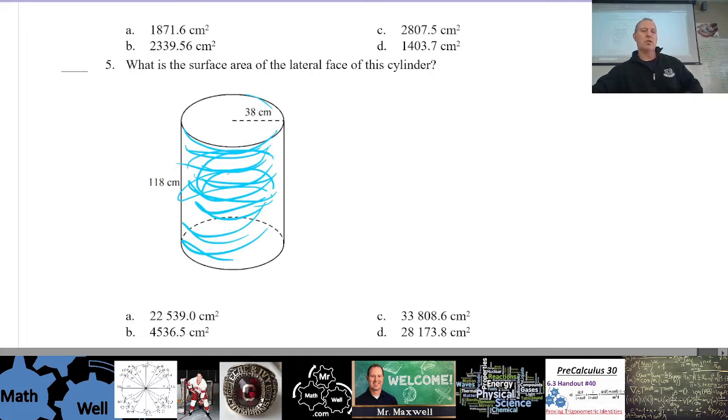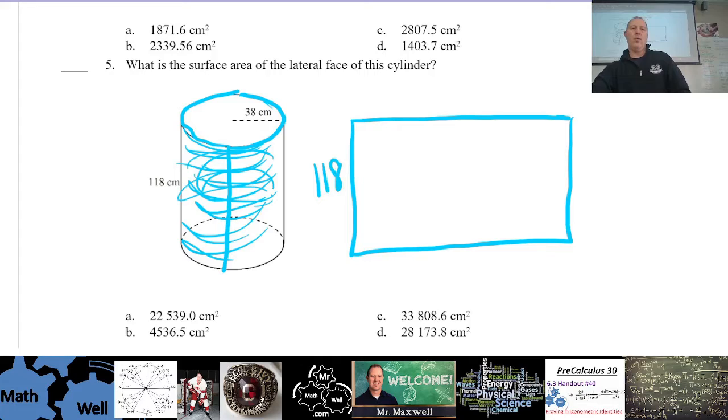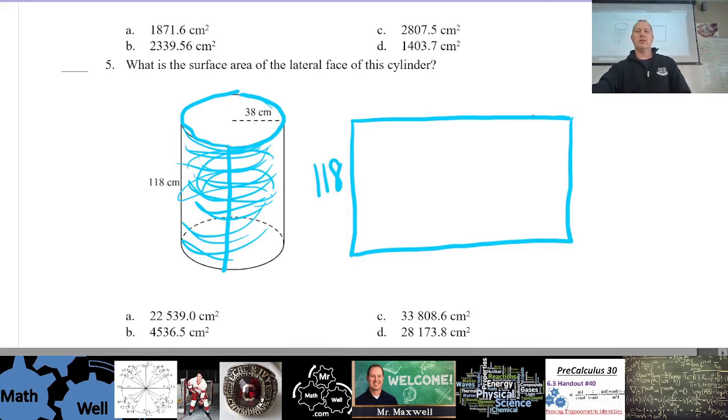So remember, if we were to cut this down the middle and cut it around the top and let it fold out, this would be a rectangle, right? The lateral surface area. The height would be 118. And what would be the representation of this top part here? Anybody remember how to? Okay, yeah. This top part right here is the circumference of this circle on the top, right?